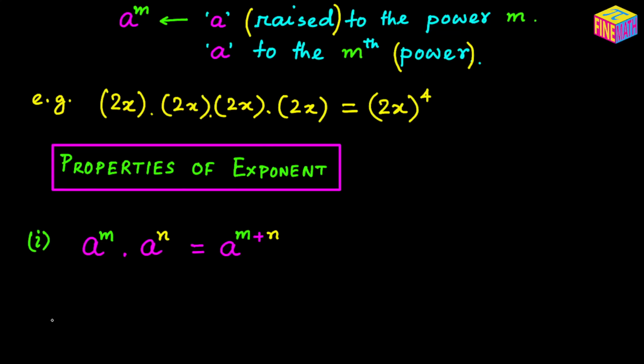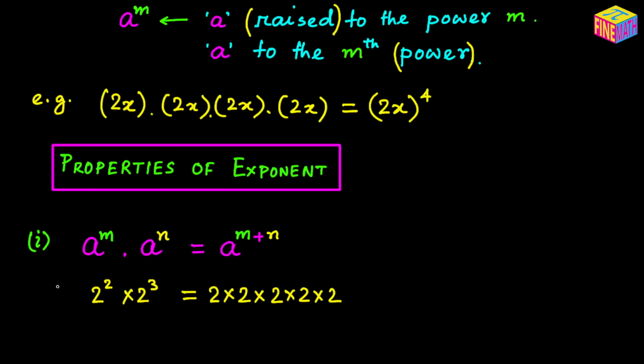Let's take an example first. Say suppose we have 2 squared times 2 cubed, for example, right? So 2 squared is what? 2 squared is actually 2 times 2. And then what is 2 cubed? Well, 2 cubed is again 2 times 2 times 2.